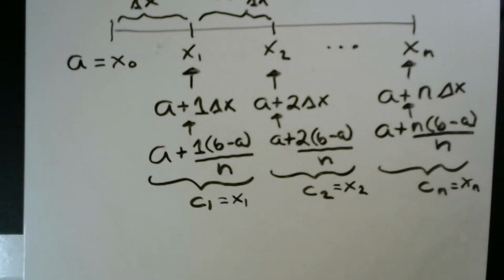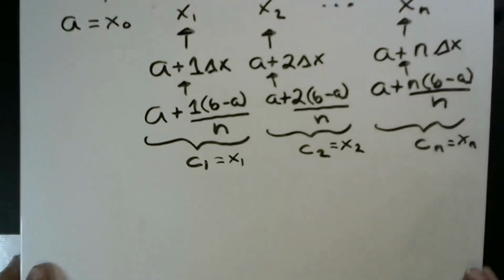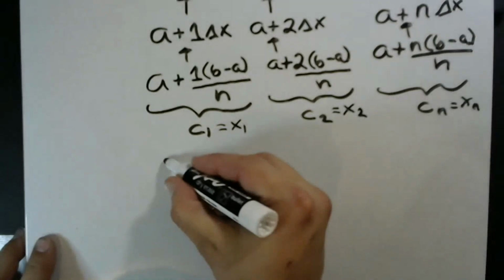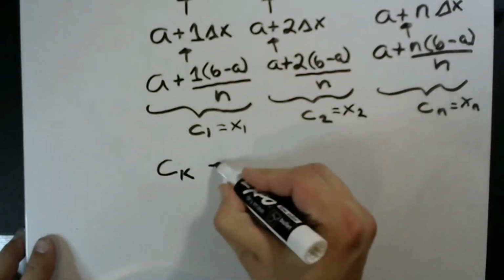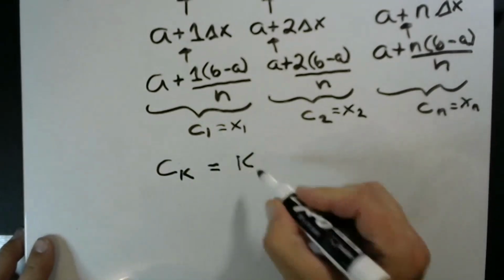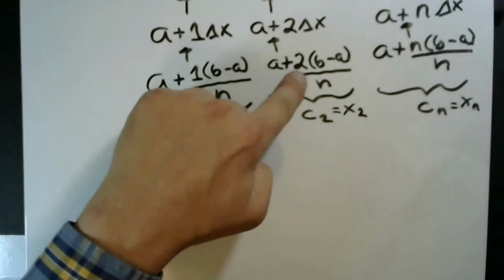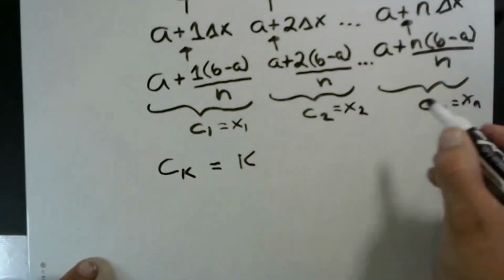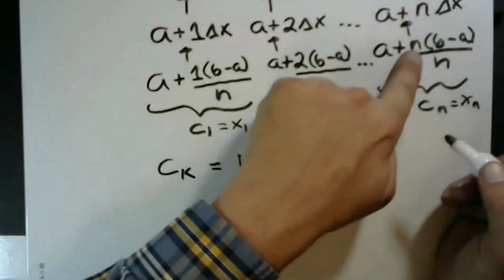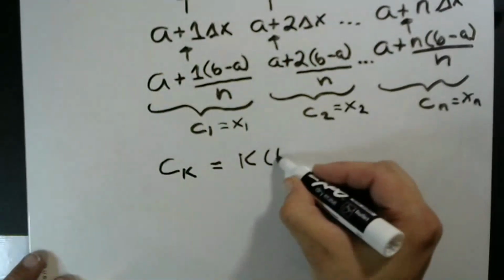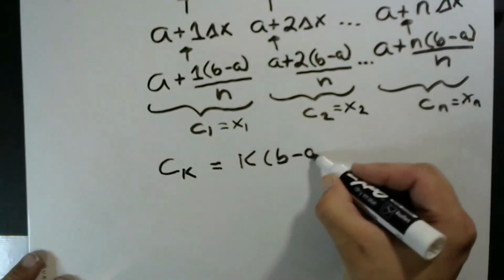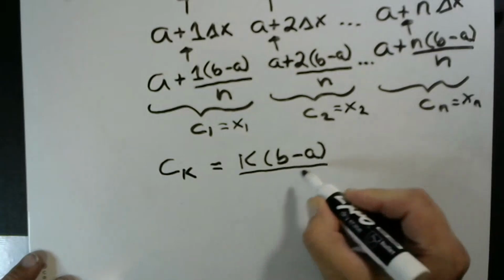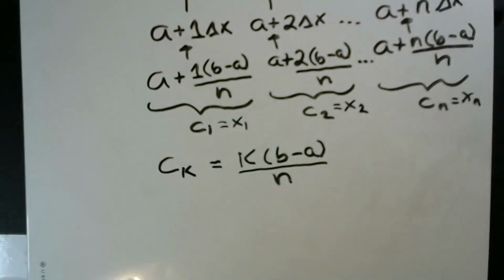So what we're going to get is this, generically speaking. C sub k is equal to k. K is 1, k is 2, and so on, k is n. C sub k is k times b minus a over n.